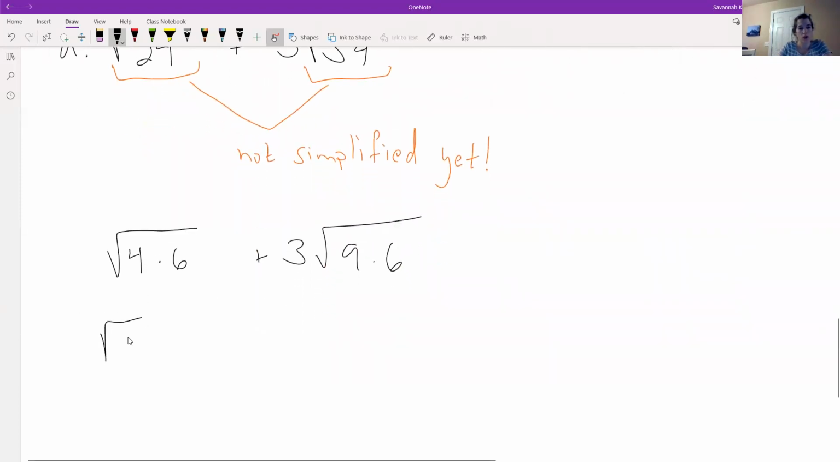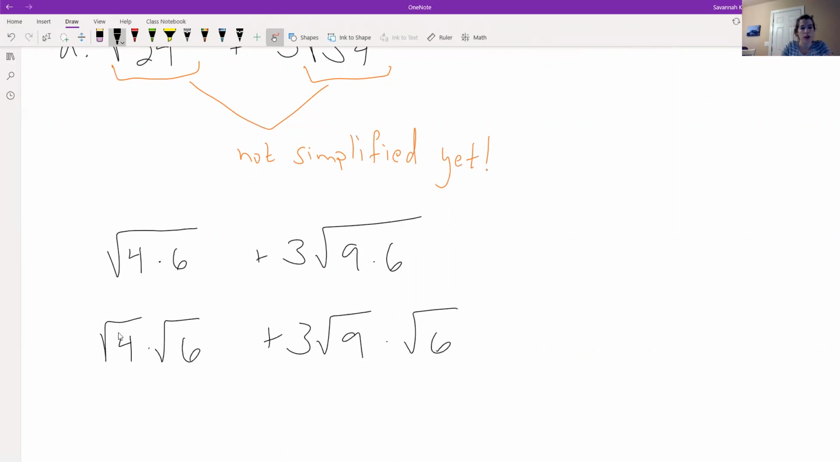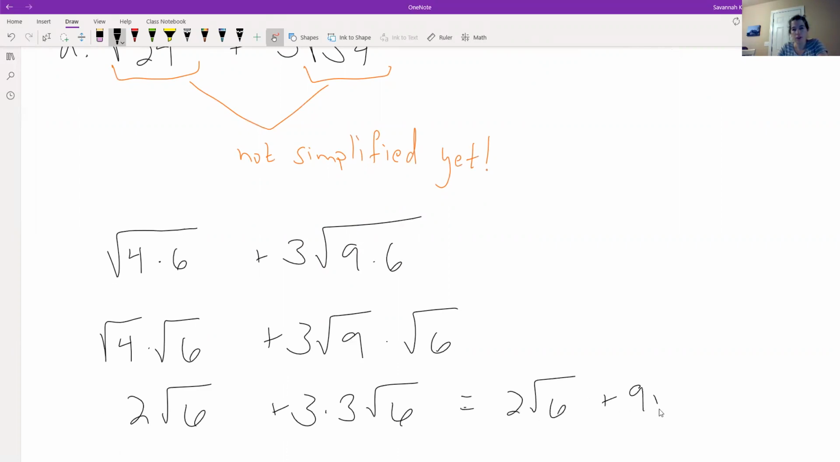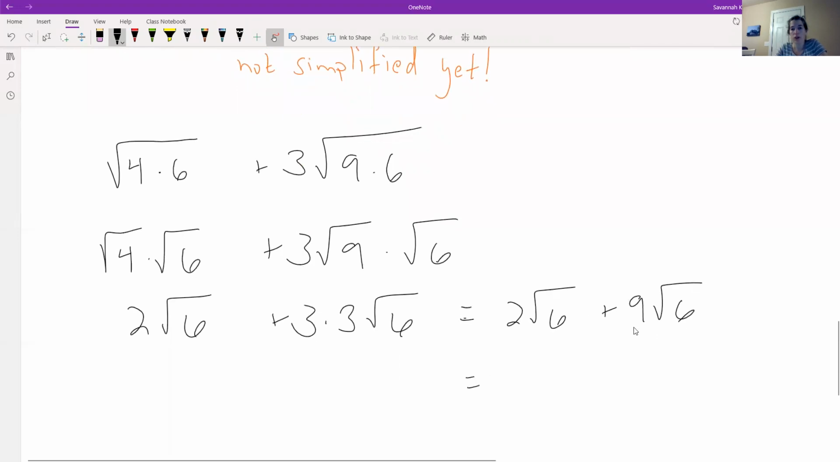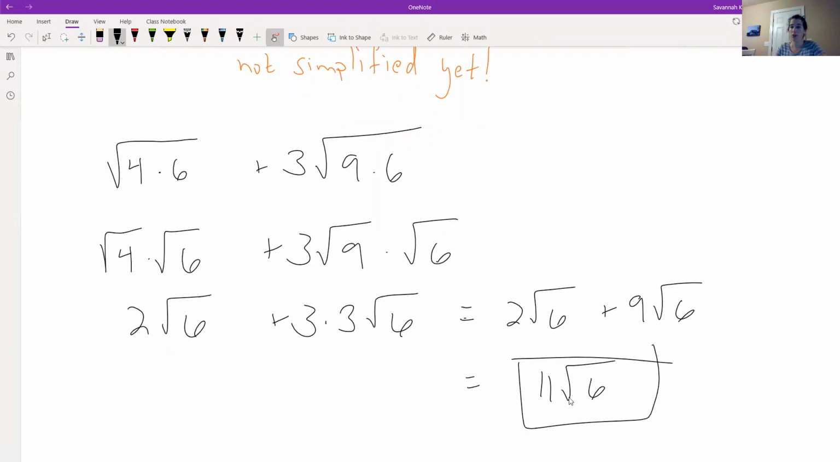Okay, so square root of 4 times square root of 6, square root of 9 times square root of 6, and the square root of 4 is 2. The square root of 9 is 3. So what we get, hiding under all of that extra stuff, is a pair of like radicals. So 2 plus 9 is 11. Carry over that square root of 6 and you're good to go.